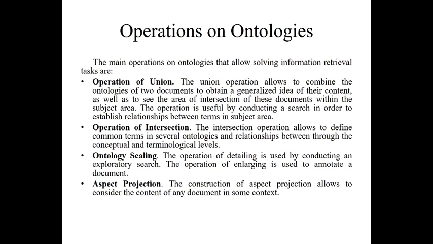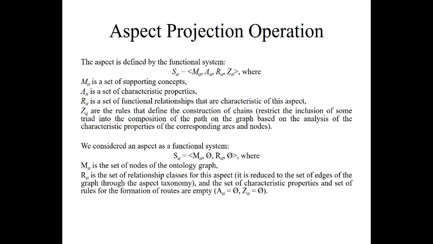We use main operations on ontologies that allow solving information retrieval tasks, like operation of union, operation of intersection, ontology scaling, and aspect projection. The construction of aspect projection allows us to consider the content of any document in some context. We define the aspect by the functional system like this, where the main basic subjects are supporting of concepts and functional relationships that are the characteristics of this aspect.